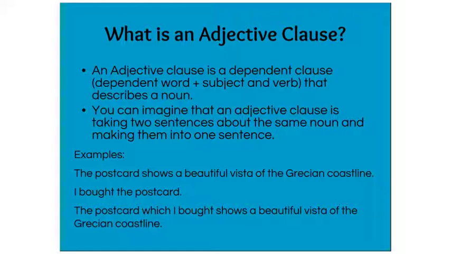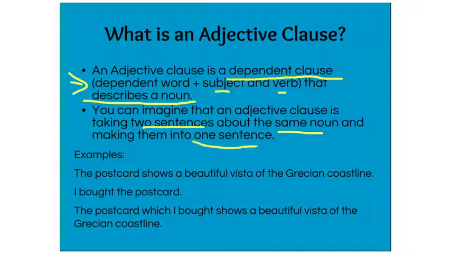So what is an adjective clause? Well, an adjective clause is a type of dependent clause beginning with a dependent word, a subject and a verb that is going to describe a noun. And adjective clauses actually take two sentences about the same noun and combine them into one sentence. So let's take a look.